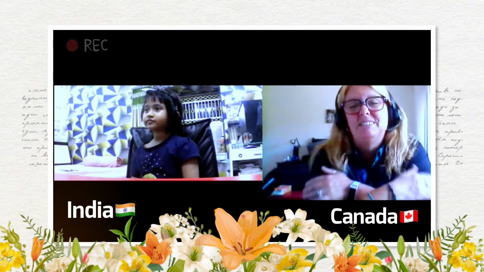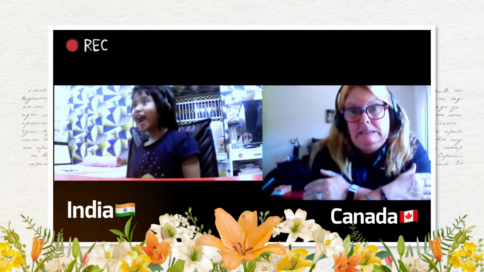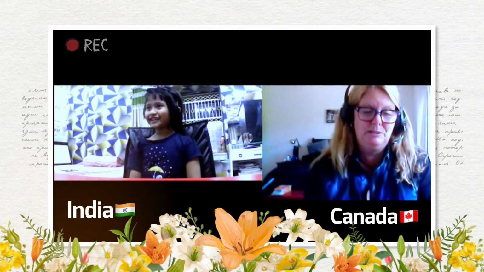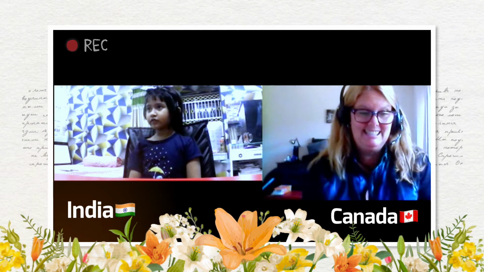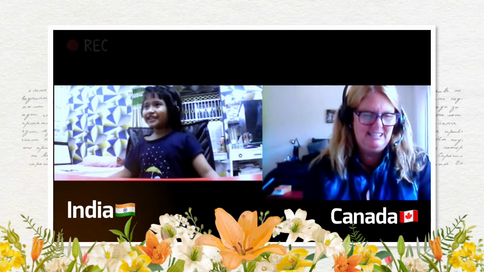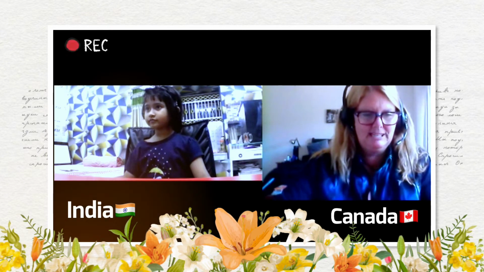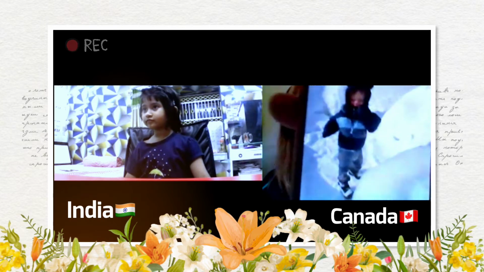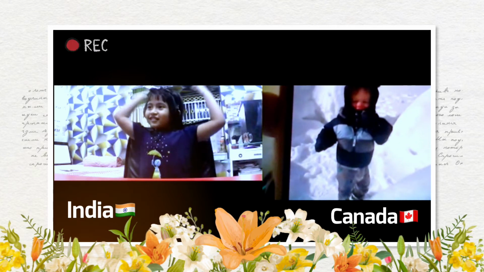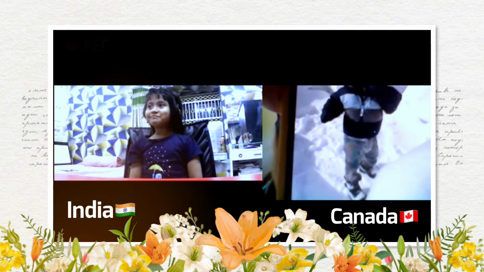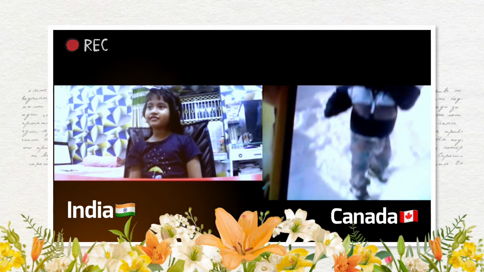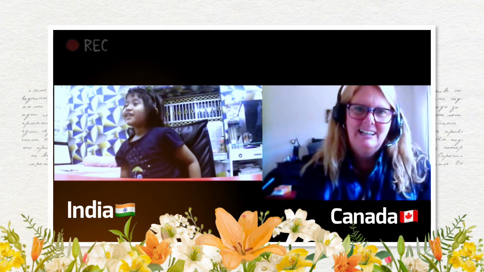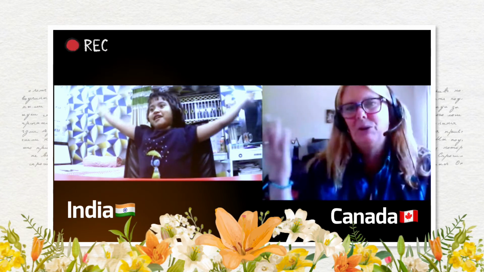Lots of trees, and usually in the winter, lots of snow when it's cold. I'm going to show you a picture of my grandson in the snow. Okay, wait, I have to find it, because it was way back in the winter. Oh, there he is. See all the snow? You have to wear a coat and hat and boots and mitts because it's so cold. You don't have snow, right? No snow in India.